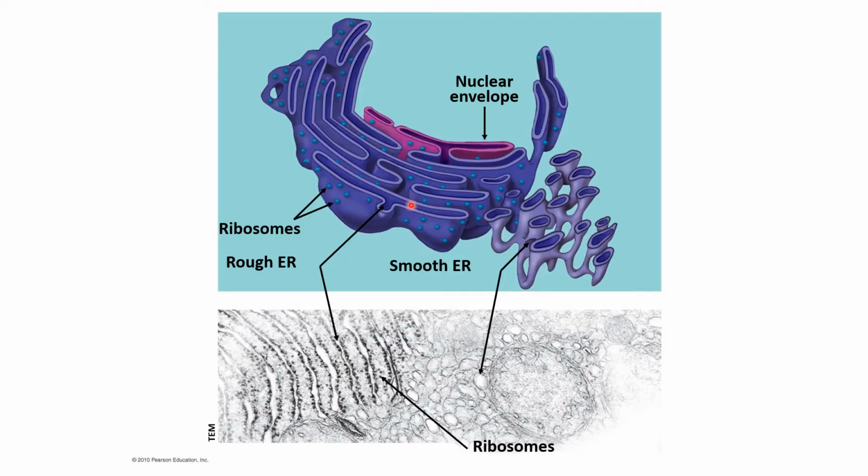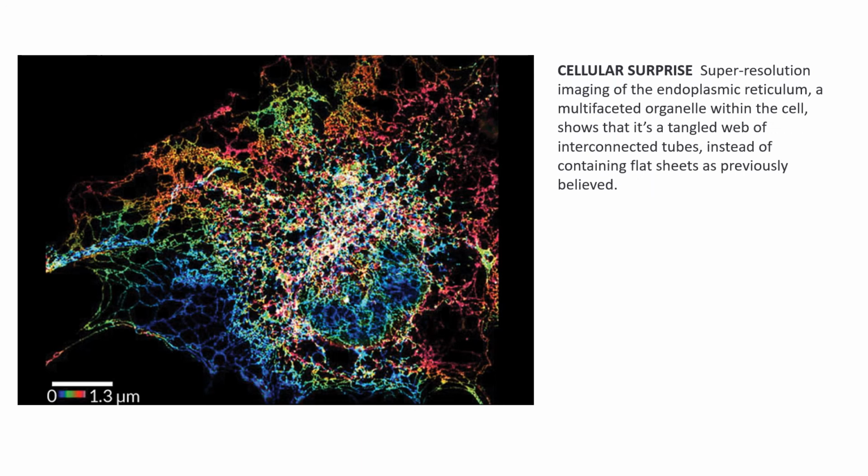So this image shows how the rough endoplasmic reticulum looks like these sheets folded on top of each other, or these little membranes overlapping and folded. And here is a picture from a transmission electron microscope, and you can actually see this structure. However, recently they've discovered that this is probably not exactly what the rough endoplasmic reticulum looks like. New imaging has shown that the endoplasmic reticulum is much more complex than previously imagined. What we're seeing here are all the different tangled webs of the endoplasmic reticulum.